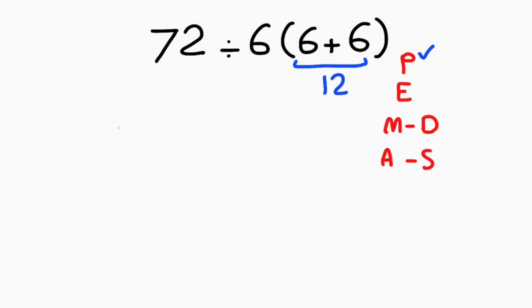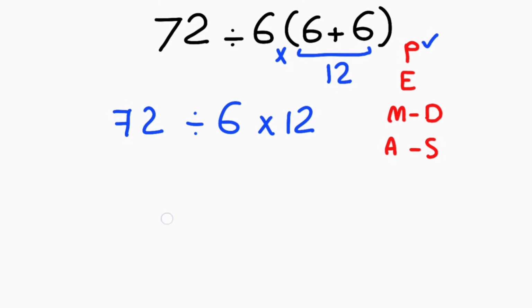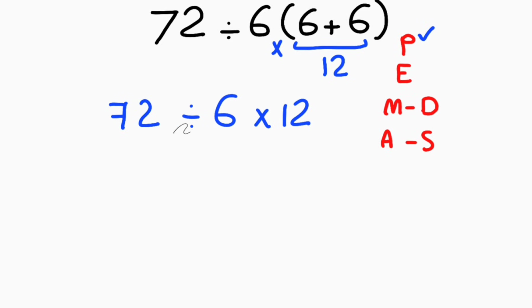Now let's rewrite the expression. 72 divided by 6, and we have one multiplication here and 12. Now, in the next step, we have one division and one multiplication. And as we know, multiplication and division have equal priority. So we have to work from left to right.